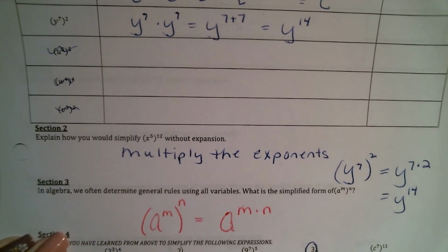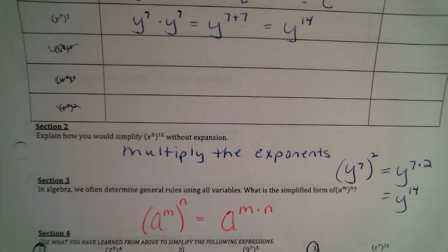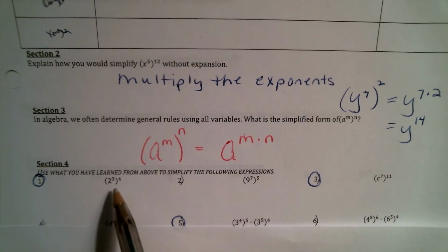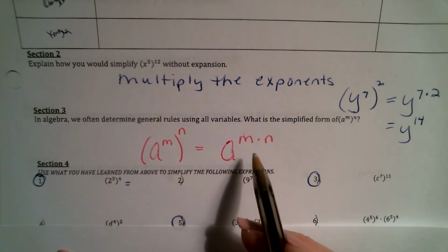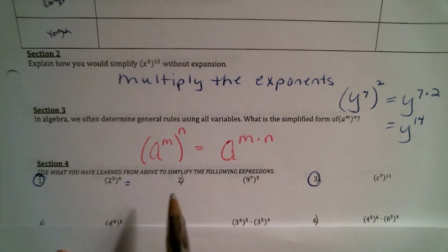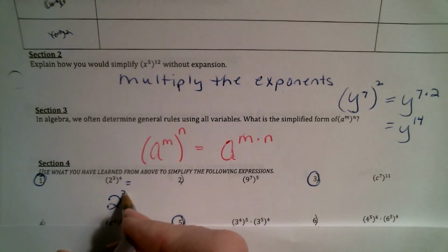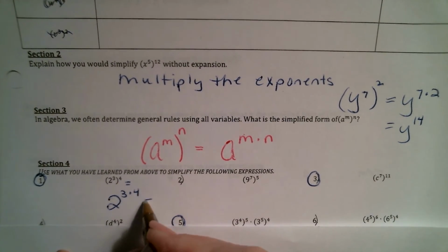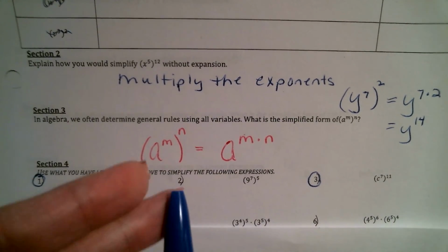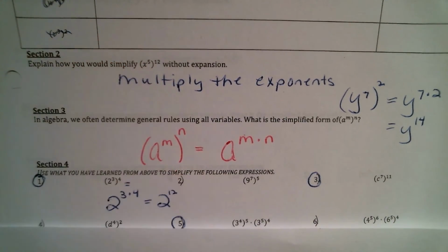So let's do a couple examples of that, applying this rule. 2 to the 3rd raised to the 4th power. Instead of expanding it, the shortcut when we have a power of a power is to multiply them. 2 to the 3 times 4, and that's 2 to the 12. It goes to 2 to the third times 2 to the third times 2 to the third times 2 to the third: 3 plus 3 plus 3 plus 3. That is 3 times 4, right?